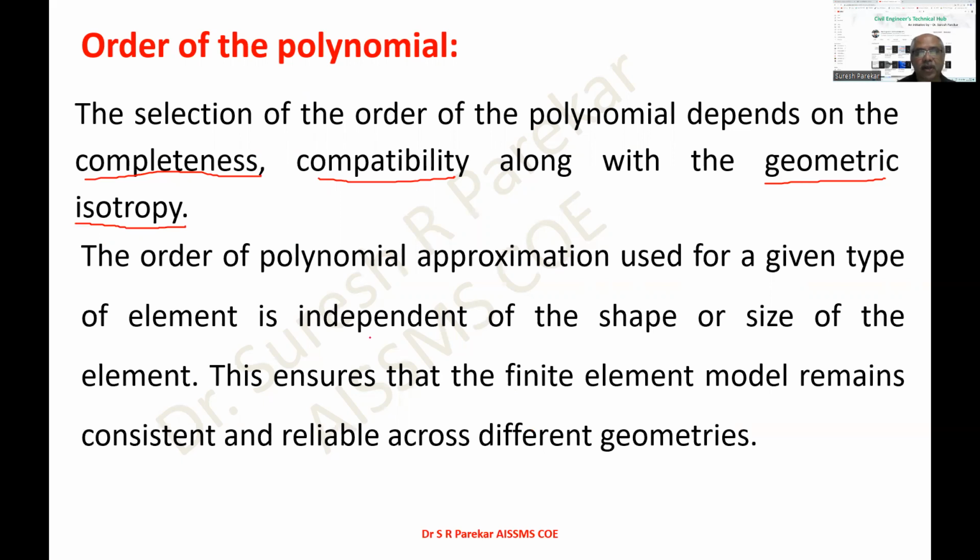The order of the polynomial approximation used for a given type of element. Now this is again most important. This is independent of the shape or size of the element. So the order of the polynomial is not going to depend on the shape or size of the element. This ensures that the finite element model remains consistent and reliable across different geometries.